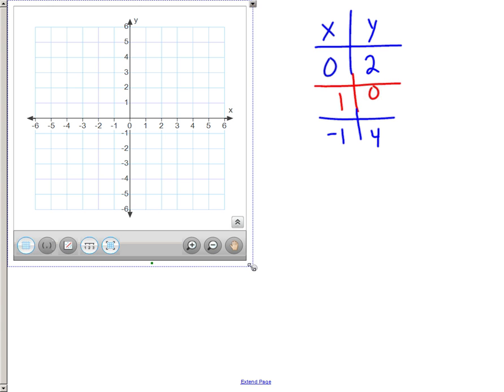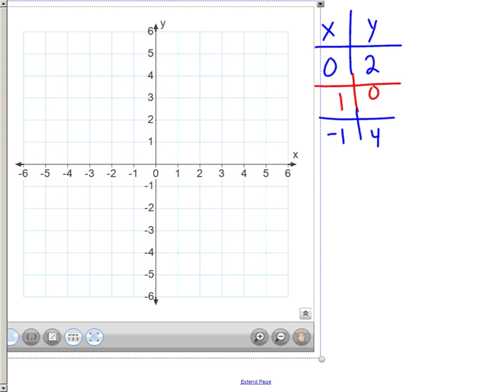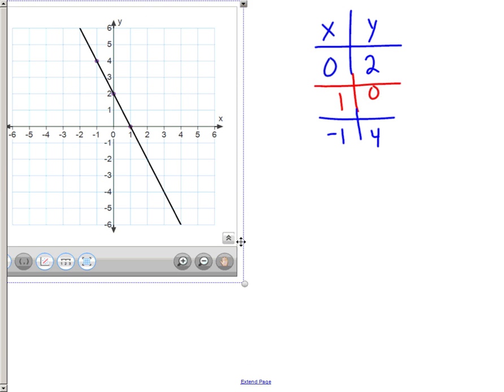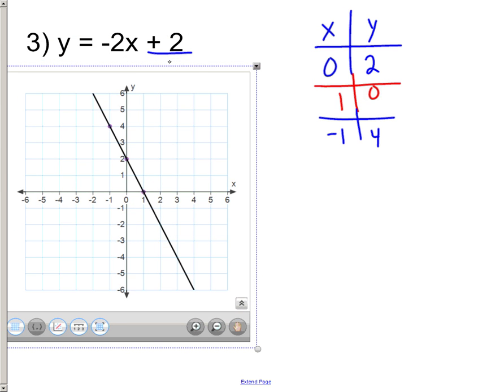I'll make this one a little bit bigger. There we go. 0, 2. So here's 0 for the x value and 2 for the y value. Here's 1, 0. And here's -1, 4. You can see it looks like it's going to make a straight line, so let's just check it. Yep, that line goes straight through it. All 3 points are on the line. Congratulations, you have successfully graphed the equation of y equals -2x plus 2.